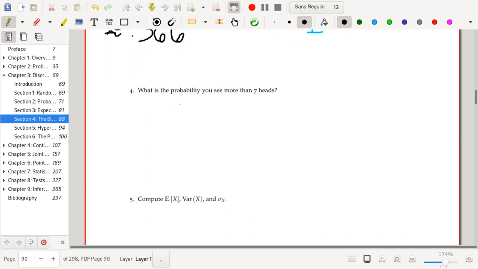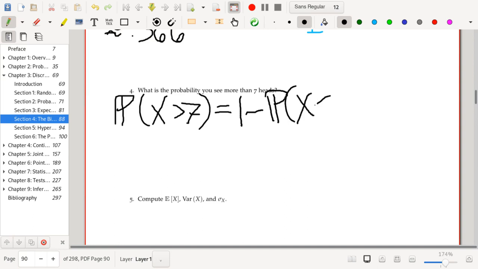What is the probability that you see more than 7 heads? Strictly more. So this is the probability that x is greater than 7. Well, the complementary event to x being greater than 7 is x is less than or equal to 7. So this is going to be 1 minus the probability that x is less than or equal to 7. Since, remember, the probability of a complement is 1 minus the probability of A, the complement of the set x is greater than 7 is x is less than or equal to 7. So then we get that formula. This is equal to 1 minus the CDF at 7, with parameters 10 and 1 half.